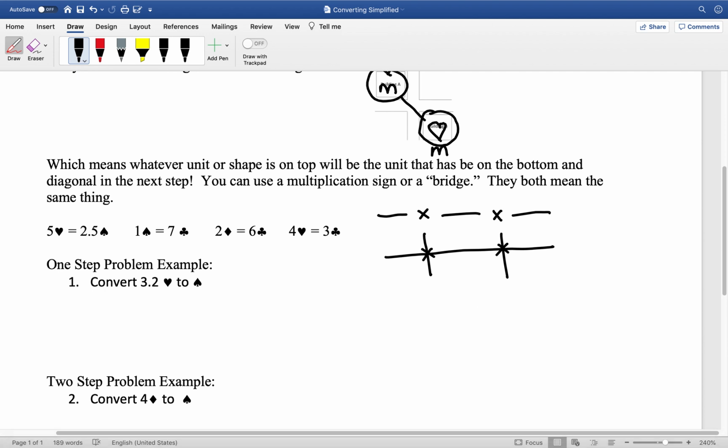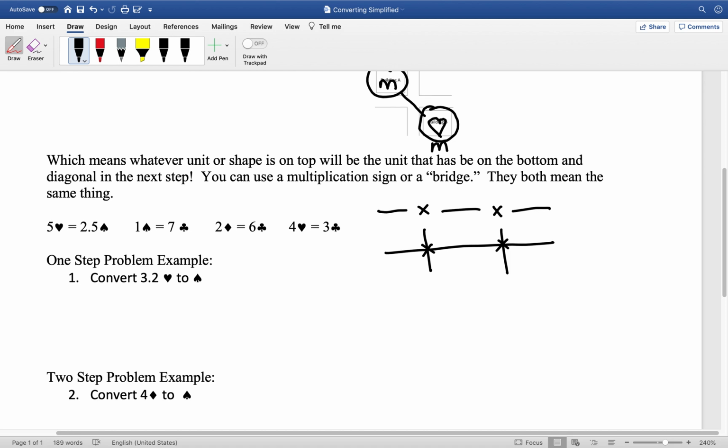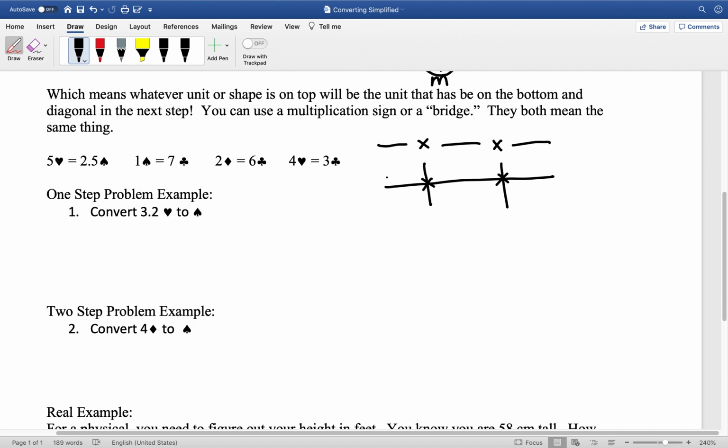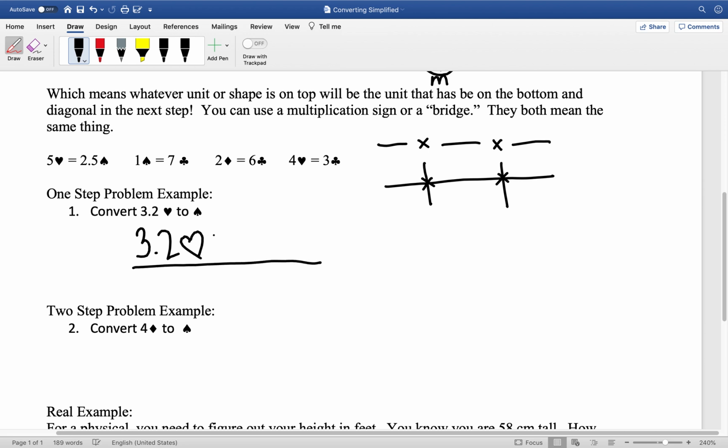Now, I want to do a couple problems with you just to kind of show you how this is going to work with shapes. So for example, if I have a problem that says convert 3.2 hearts to spades, you're always going to write what is given on the first line. So I am given 3.2 hearts, and I have to convert that to spades. And this is an example of a one-step problem.